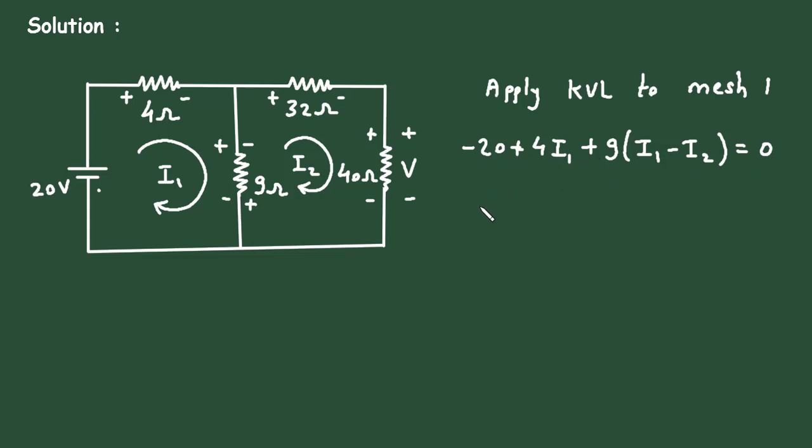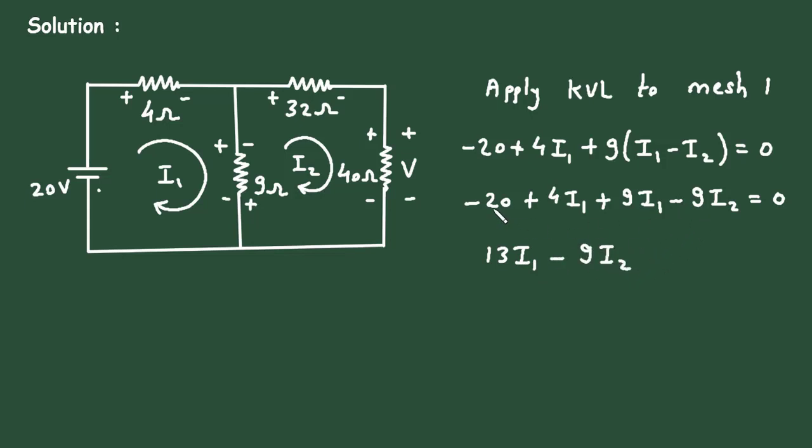So if we simplify this, it will be minus 20 plus 4I1 plus 9I1 minus 9I2 is equal to 0. Now let's simplify I1 terms first. So it will be 4 plus 9, it will be 13I1 minus 9I2. Now here this minus 20, if it goes on the right side, it will be plus 20. So is equal to 20. Let's assume this is equation number 1.